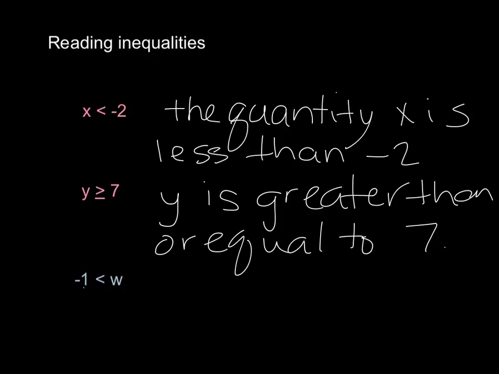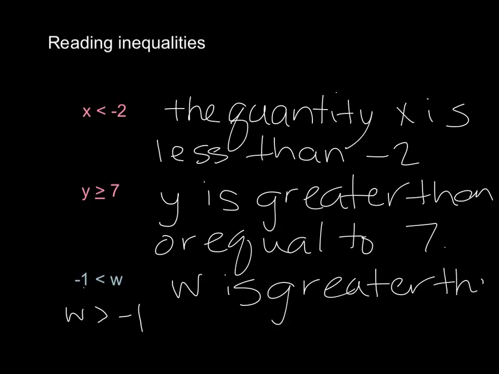Now the last one in blue is a little bit different. We read this expression from the variable side, and this says w is greater than -1. Now if you want to switch it around so that the w is on the left, we have to flip the inequality symbol. So w is greater than -1. And that's how you read inequalities.